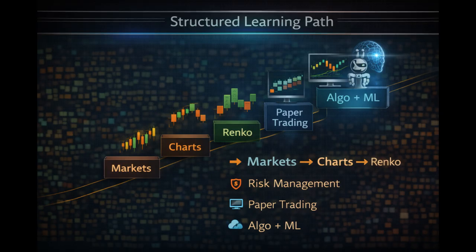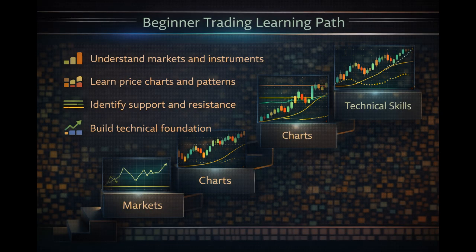Understanding financial markets. The first step for interns is to develop a basic understanding of how financial markets operate. This includes learning about different types of financial instruments, market participants, and how prices are determined through supply and demand. Interns should study concepts such as stocks, futures, foreign exchange markets, and cryptocurrencies. They should also learn about exchanges, order books, and how trades are executed in electronic markets.